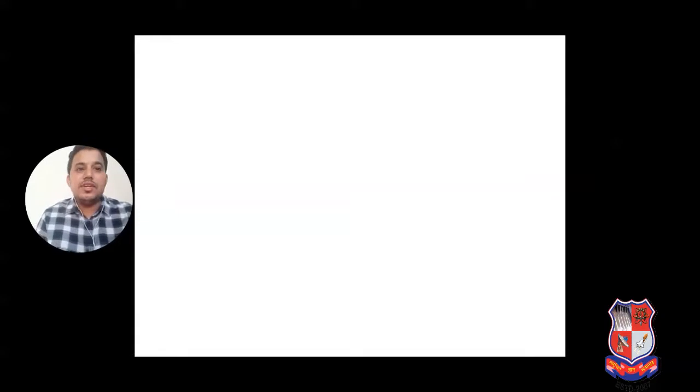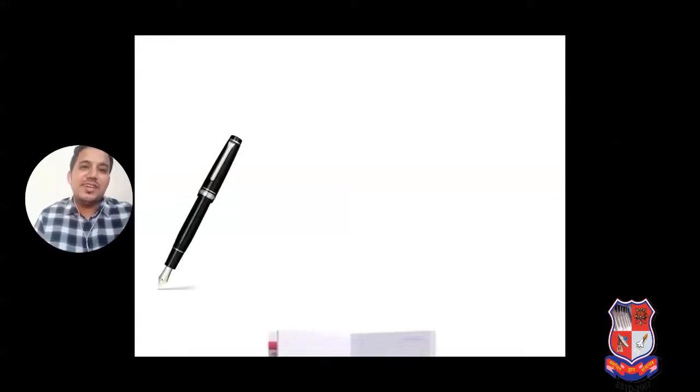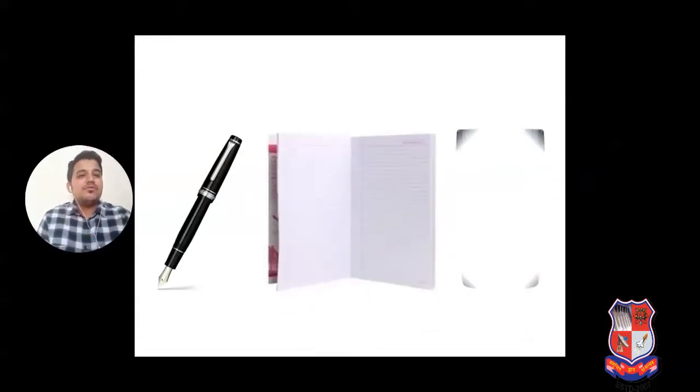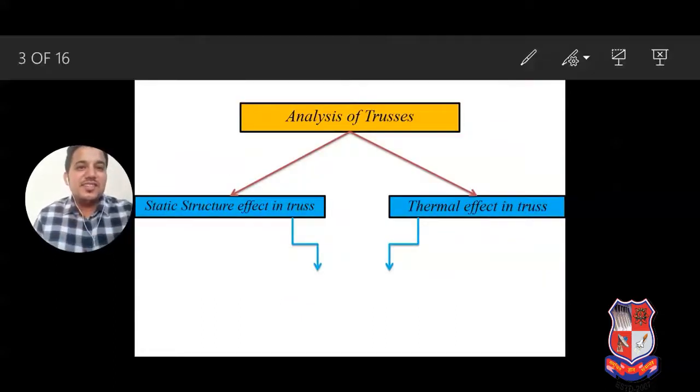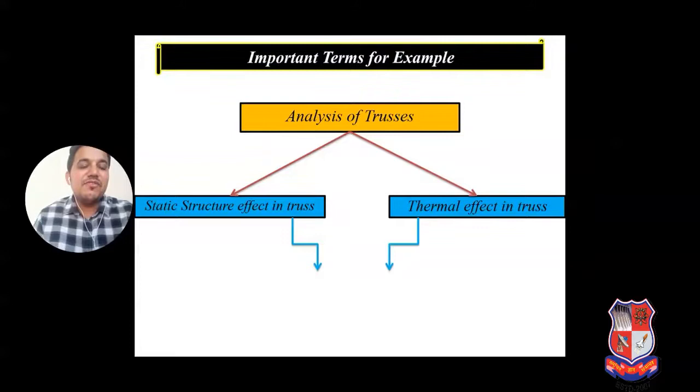Let's start, go ahead. Before starting the example, as we know, we have to keep the main equipment: the pen, notepad and the calculator. Now kindly note these important terms of the example. First one is the analysis of truss purpose. We can do 2 kinds of analysis: static structural analysis, and another is the thermal effect on the truss.